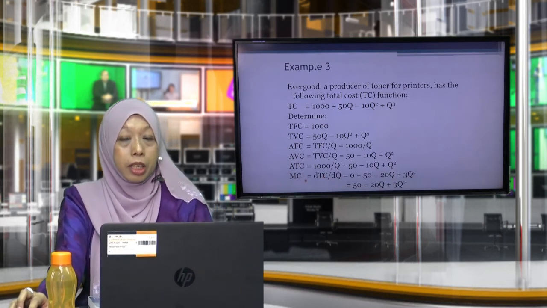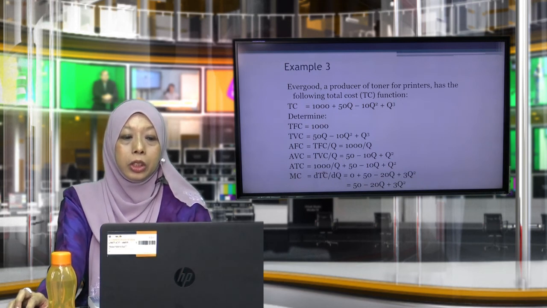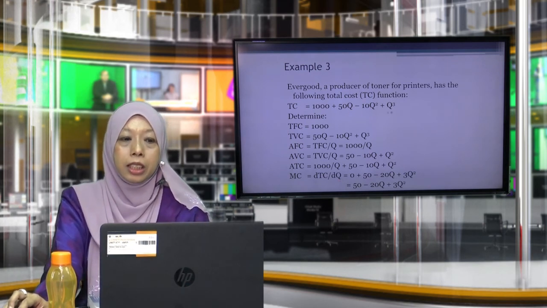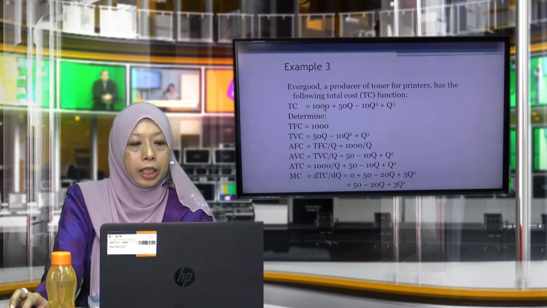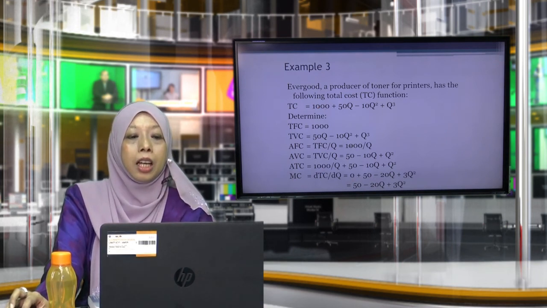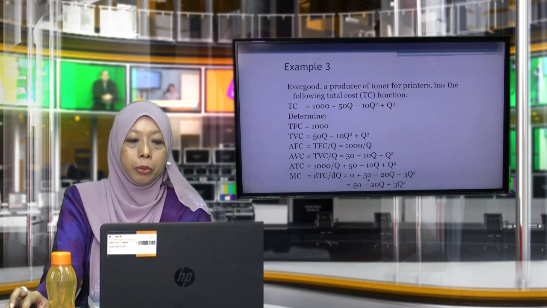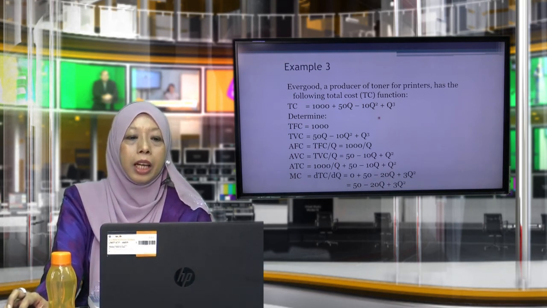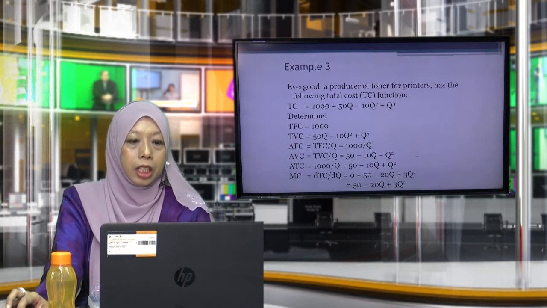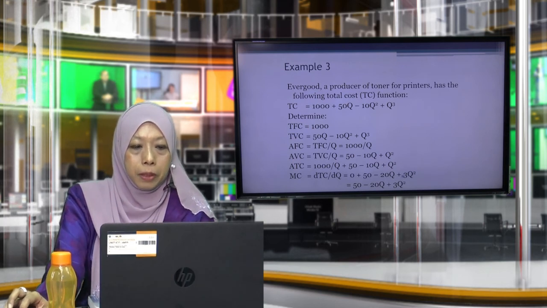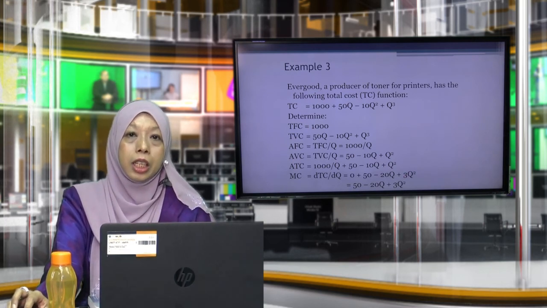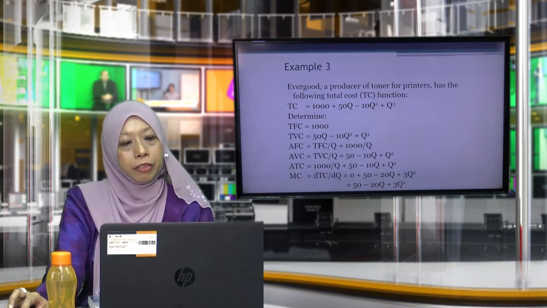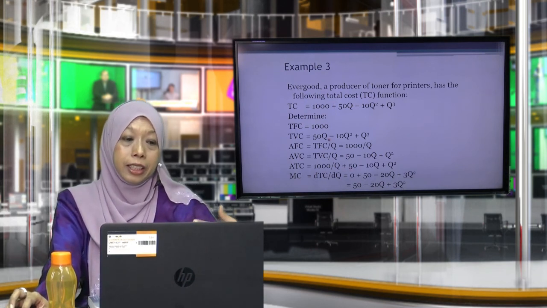So here, when you want to derive the marginal cost function, all you need to do is differentiate the total cost function with respect to Q. So this is your total cost function. Let's differentiate it. When you differentiate 1000, you should get 0. When you differentiate 50Q, that will leave you with 50. Differentiating 10Q squared will give you 20Q. And when you differentiate Q to the power of 3, you will get 3Q squared. So if you simplify this, you will end up getting marginal cost equals 50 minus 20Q plus 3Q squared. So I have shown you how we derive the different types of cost function.